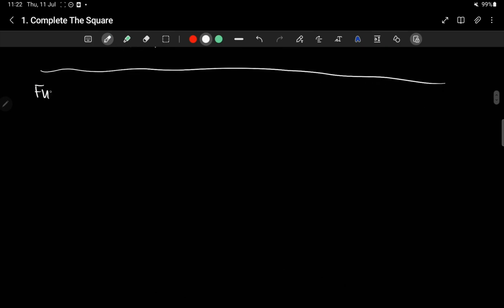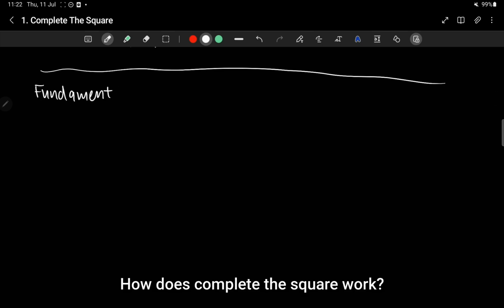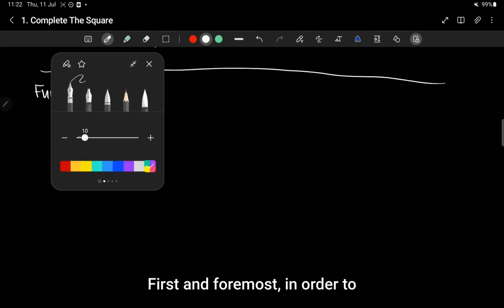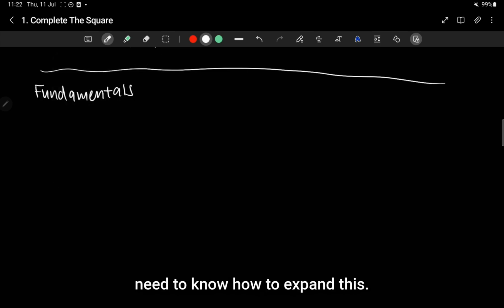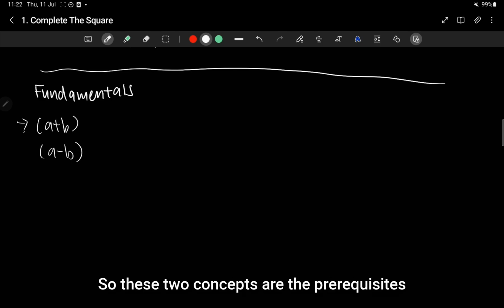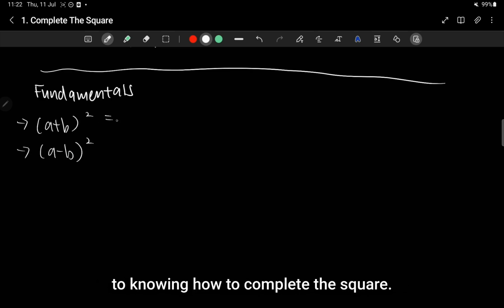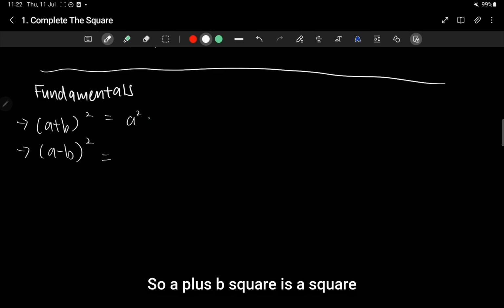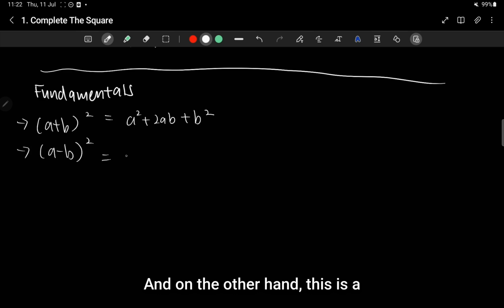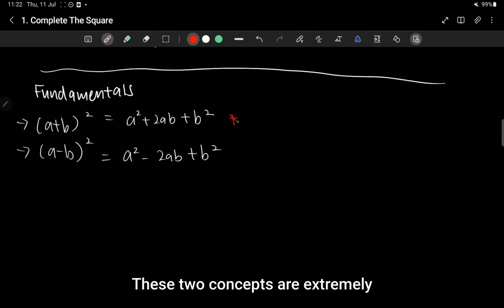So fundamentals. How does completing the square work? First and foremost, in order to complete the square, you will need to know how to expand this. So these 2 concepts are the prerequisites to knowing how to complete the square. Essentially, you need to know this. So (a plus b) squared is a squared plus 2ab plus b squared. And on the other hand, this is (a minus b) squared, which is a squared minus 2ab plus b squared. These 2 concepts are extremely important, and they are what completing the square is all about.